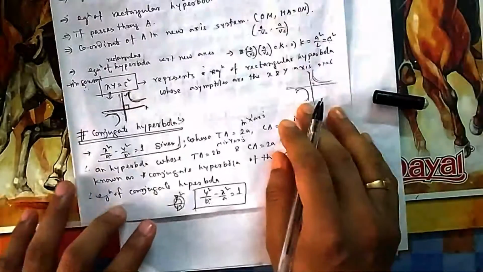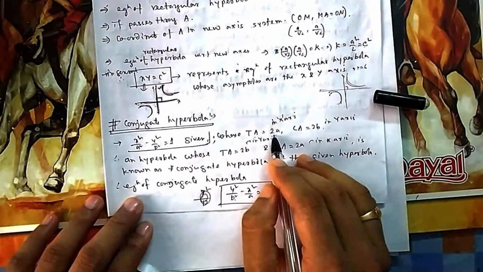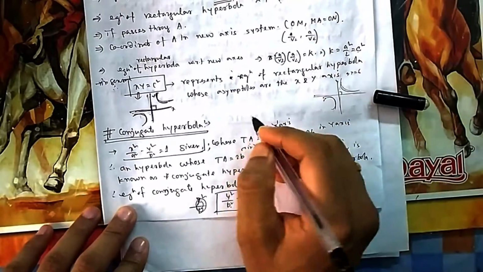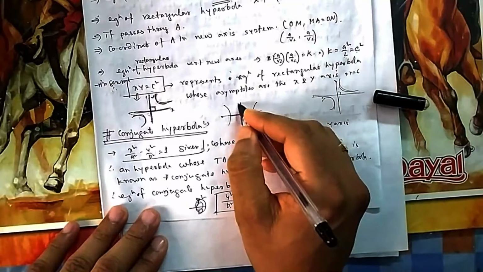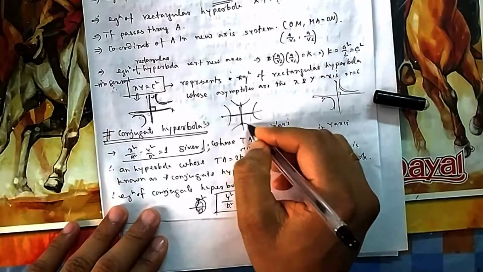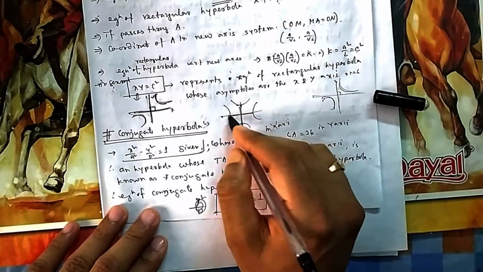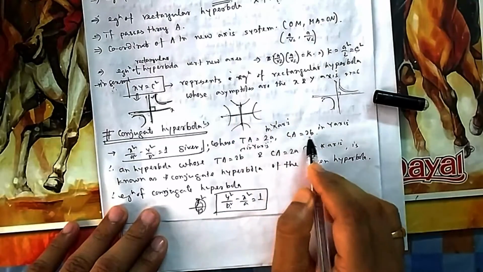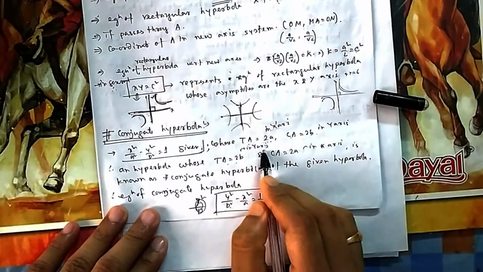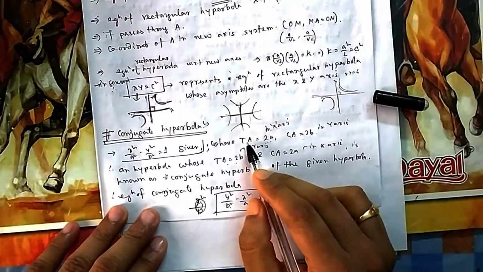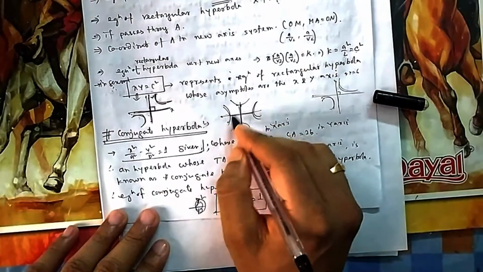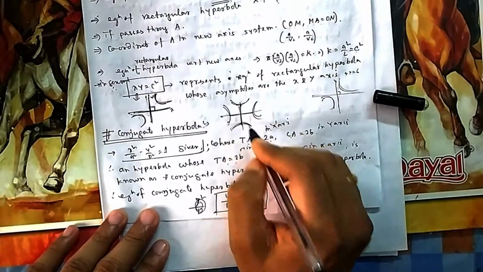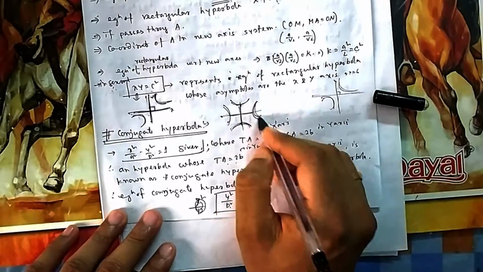If you are given this hyperbola, suppose this is my hyperbola, its TA is in the x-axis, CA is in the y-axis. Now consider the hyperbola whose TA will be in the y-axis. This is a hyperbola whose transverse axis becomes the conjugate axis of the earlier one. So its conjugate axis becomes its transverse axis in the y-axis, and its transverse axis becomes its conjugate axis in the x-axis. That is known as conjugate hyperbola. So this is the original hyperbola, this is its conjugate hyperbola. This is original, this is conjugate.